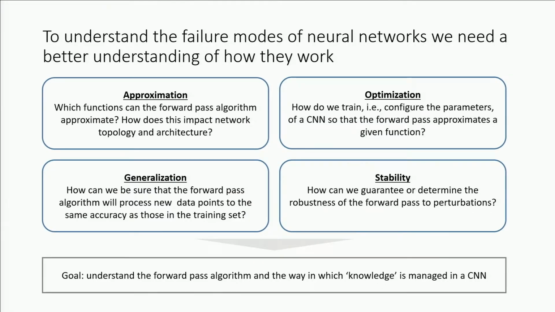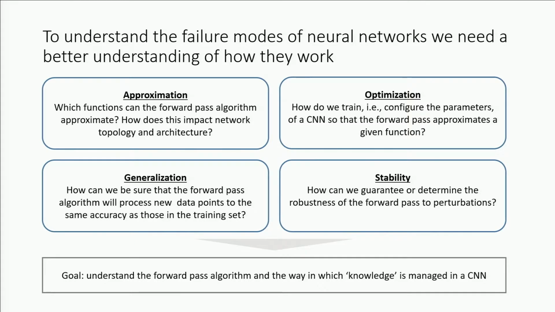So I'm going to argue that to understand the failure modes of neural networks, we need to understand a bit better how they work. There'll be many ways you can break up the problem space and the theory space of neural networks, but I've highlighted 4 regions. Firstly, approximation. That's about the forward pass algorithm. What functions can it approximate? How does it map input data to output data? That might be, for instance, labels.